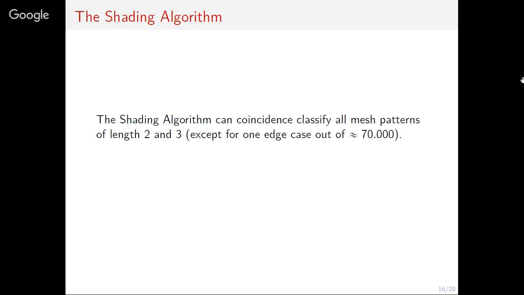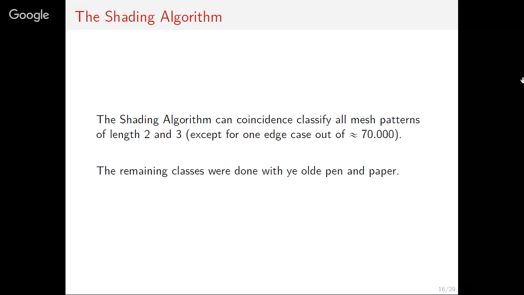So this algorithm, although it looked very simple, has a bunch of heavy machinery going on there. It can classify all the mesh patterns of length 2 and almost 3. There is this one tiny edge case, which we just do by hand. But notice that we are talking about around 70,000 coincidence classes. This is just impossible for a human to perform. Previous attempts at coincidence classification have used some automatic methods, but one of the first methods applied was just using pen and paper and trying to coincidence classify everything.